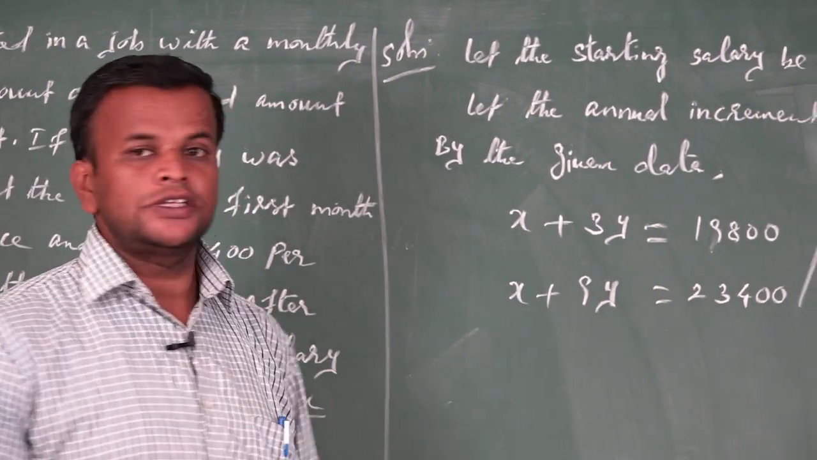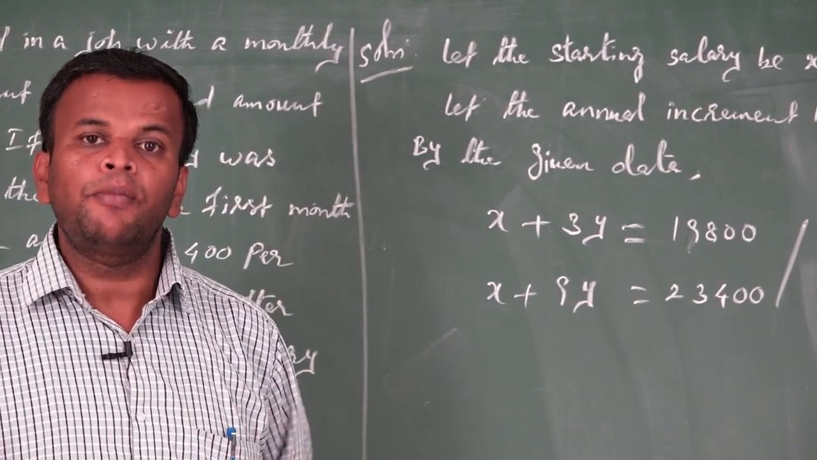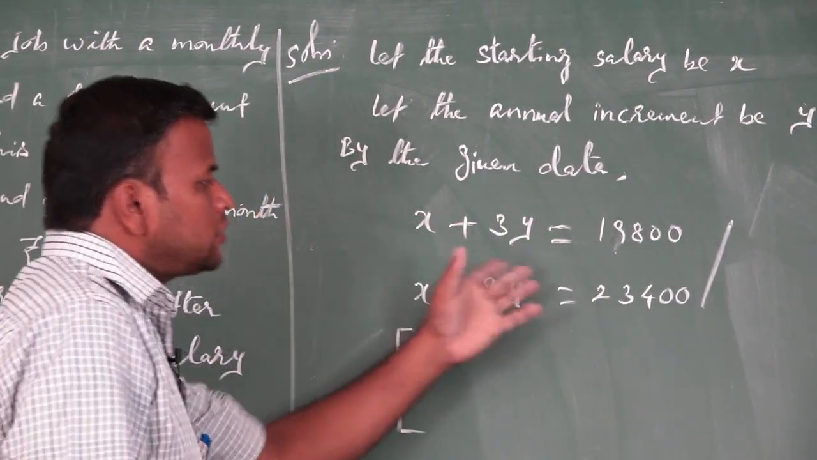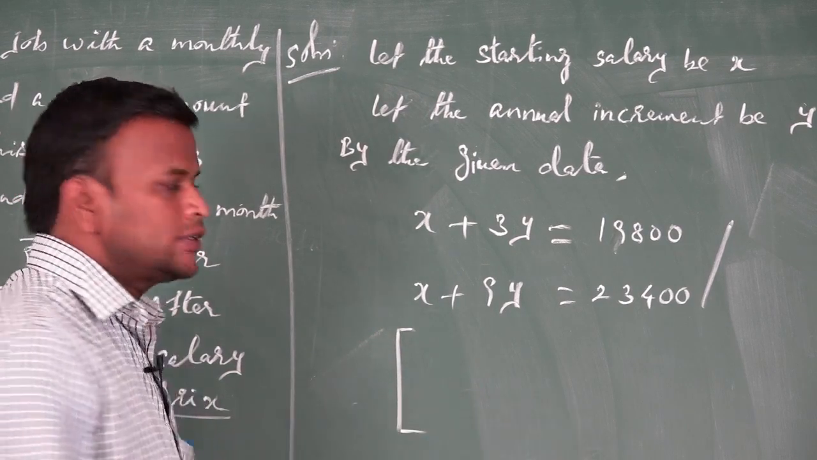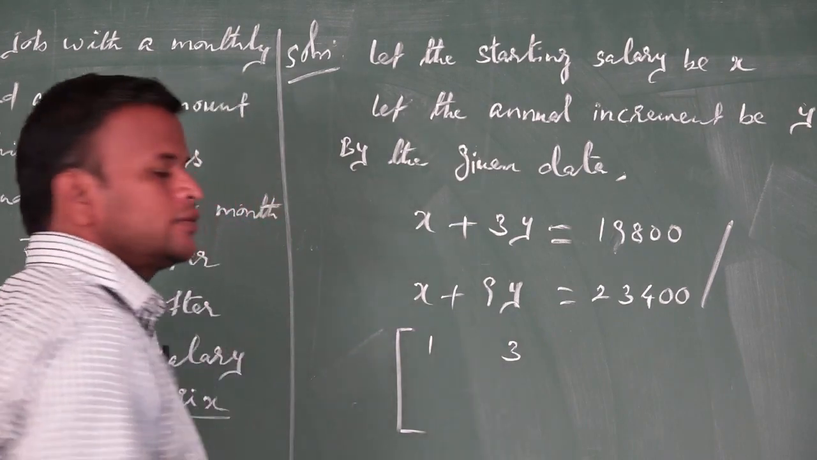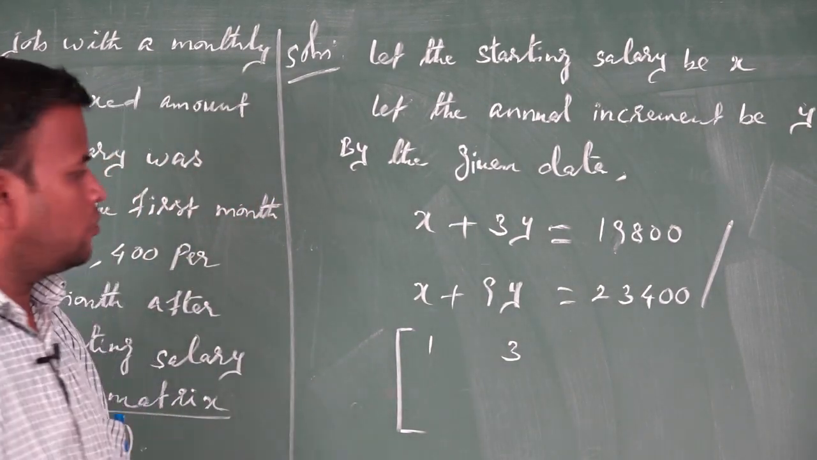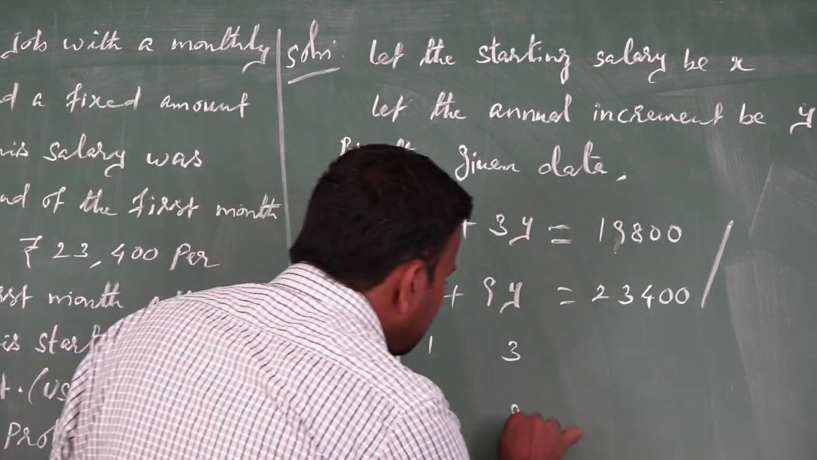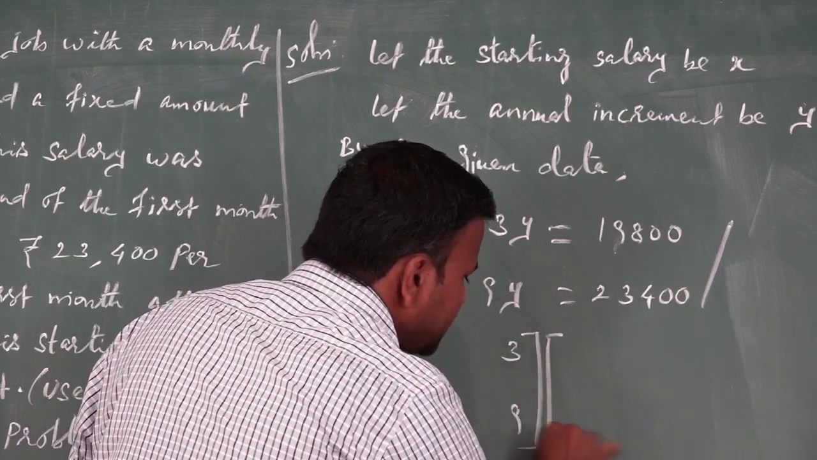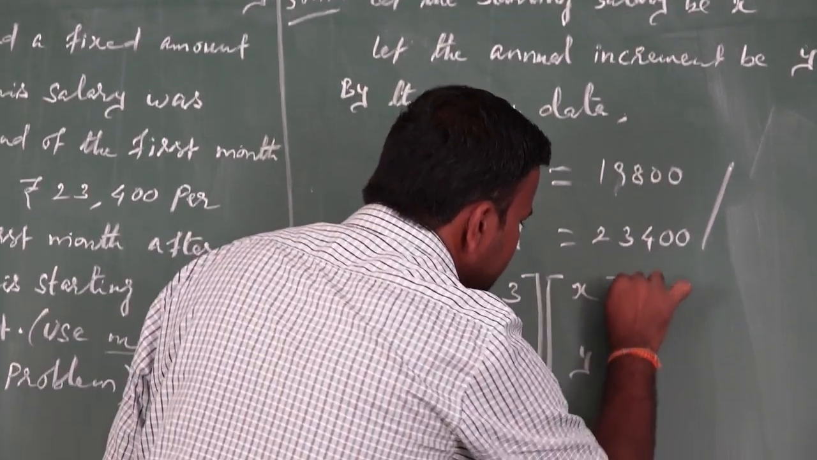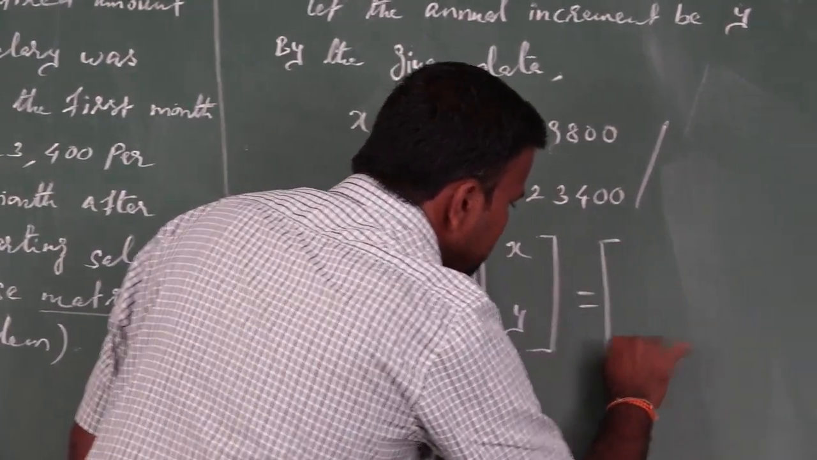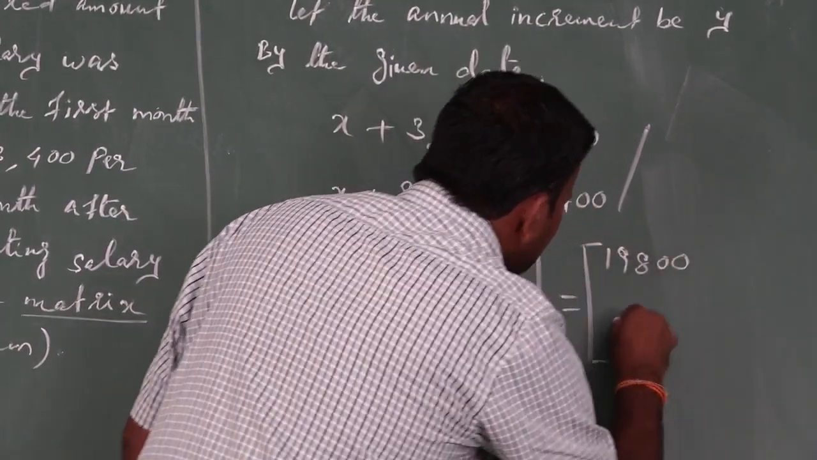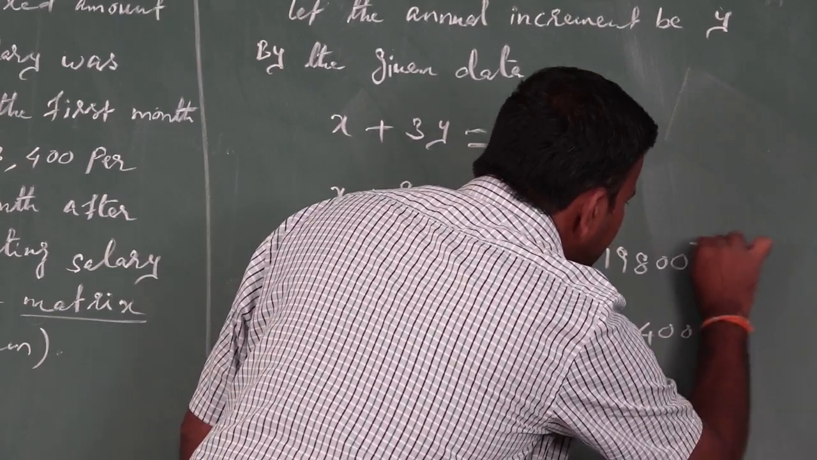So the equations are there. What is the next step? To convert the given equations into a matrix equation. There will be 2 equations and 2 unknowns, so 2 by 2 matrices. What is the first row? 1, 3, the coefficients of x and y in the first equation. Second row: the coefficients of x and y in the second equation, 1, 9. The next matrix is the unknown matrix x, y. And the right-hand side is the constant matrix: 19,800 and 23,400.